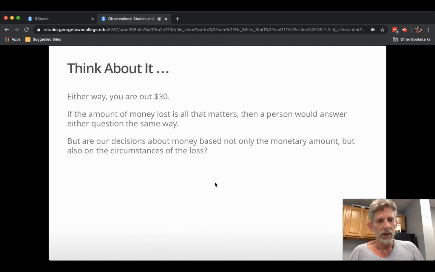Could that be? Could it be that there are people out there who would have answered yes to one question and no to the other, and people who would have answered no to the first question and yes to the other, rather than the world being full of yes people or no people? Are there people out there who are influenced by other aspects of the situation than just the money amounts?